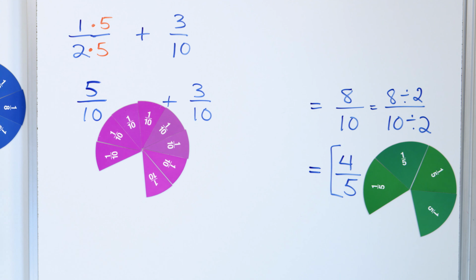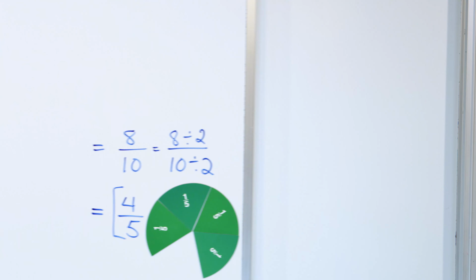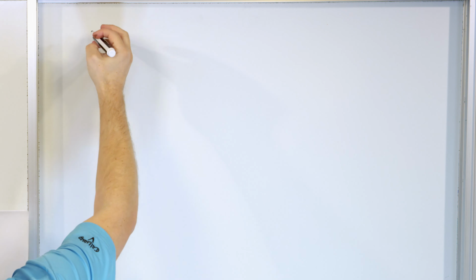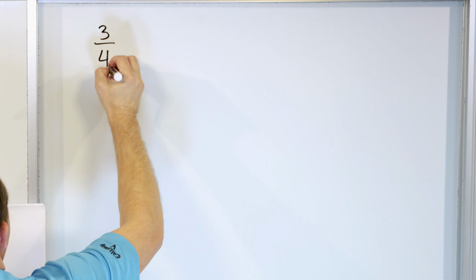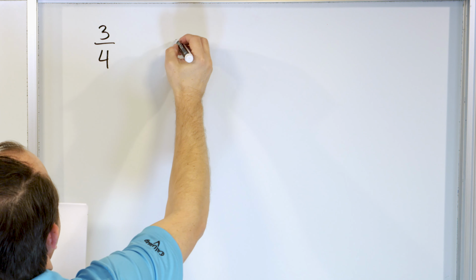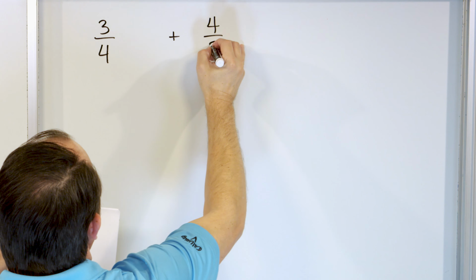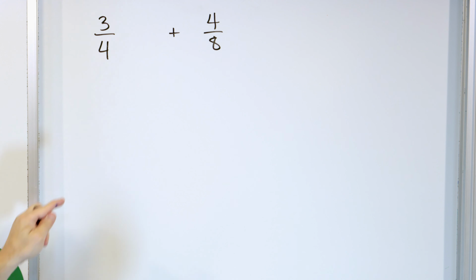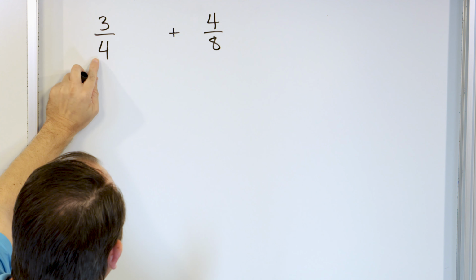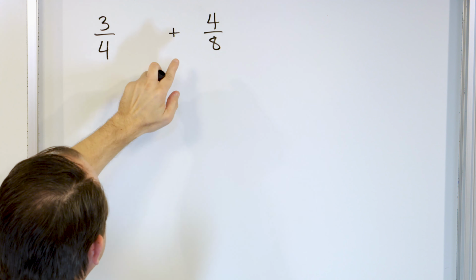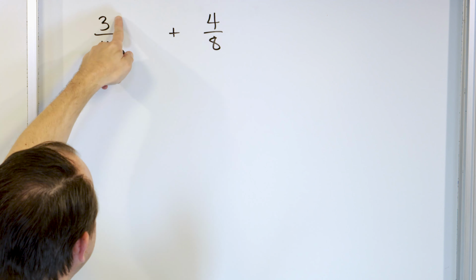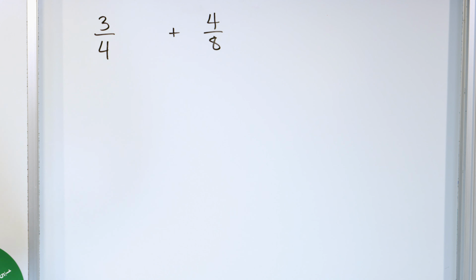All right, let's take a look at the next problem. The next problem is going to be 3/4, and we're going to add to that 4/8. So we need a common denominator. We can take this fraction and multiply it by 2 because 4 times 2 is 8. And we'll do it to the top and the bottom, and that will give me a common denominator there.